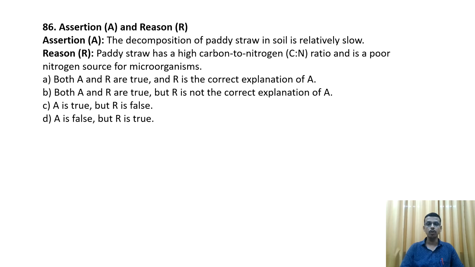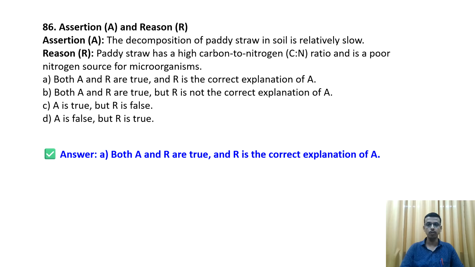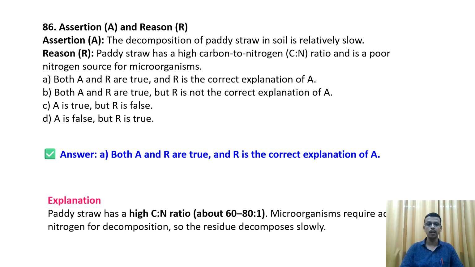Assertion: the decomposition of paddy straw in soil is relatively slow. Reason: paddy straw has a high carbon to nitrogen ratio. Both A and R are true. Yes, and R is the correct explanation of A, because paddy straw has a high C:N ratio. That's why it decomposes slowly in the soil. Okay, explanation also given. High C:N ratio means 60 to 80 is to 1. Microorganisms require more nitrogen for further decomposition. So the residues of rice decompose slowly.